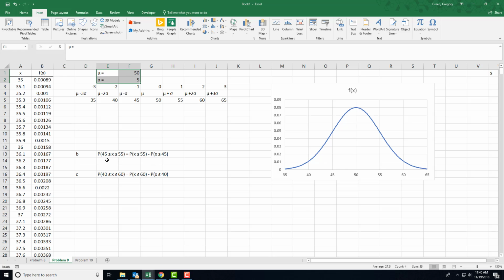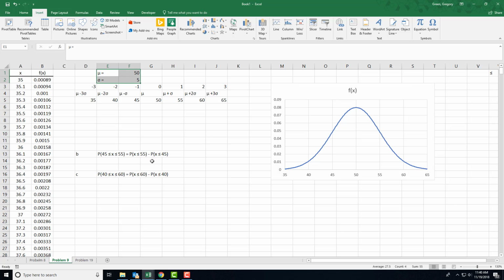So here's what I have. In part B of number 9, I am asked to calculate the probability that my random variable x will lie between 45 and 55. Now, there's some things that I should notice instantly. That is 1 standard deviation to the left of the mean and 1 standard deviation to the right of the mean. So I know that this probability had better come close to 68% or 0.68, because that's what the empirical rule tells me about the probability of being 1 standard deviation on either side of the mean.